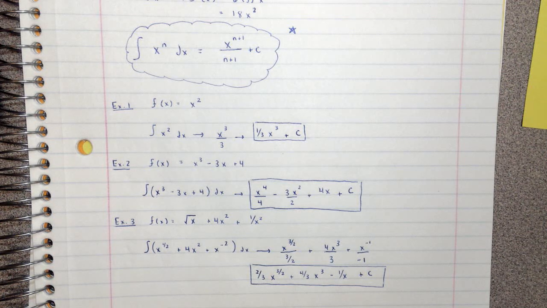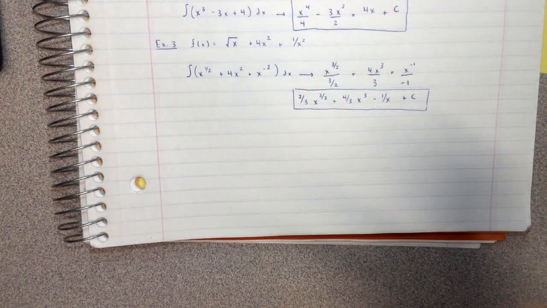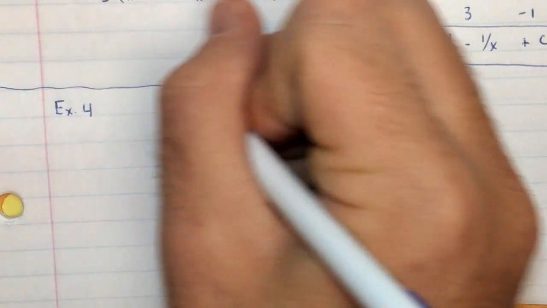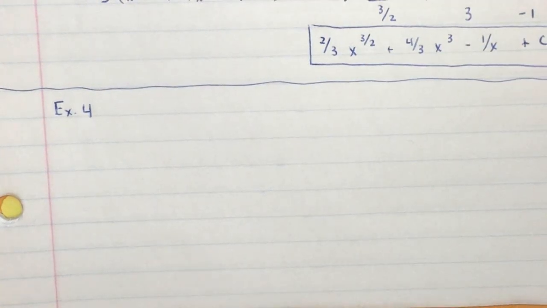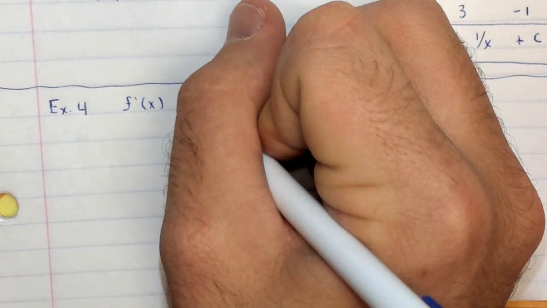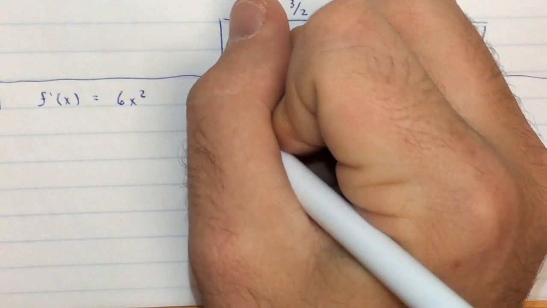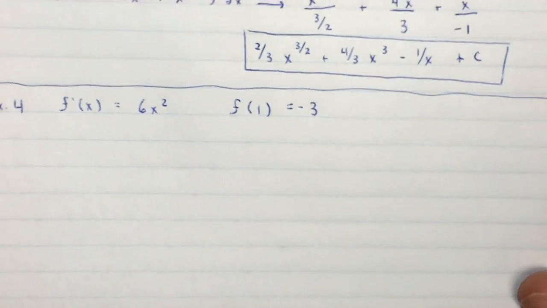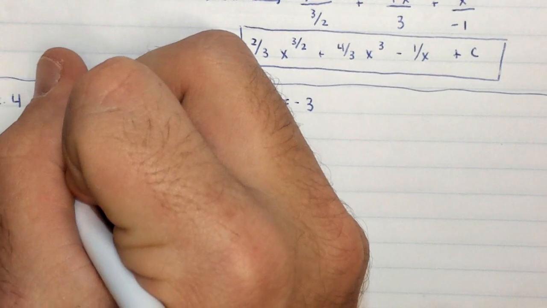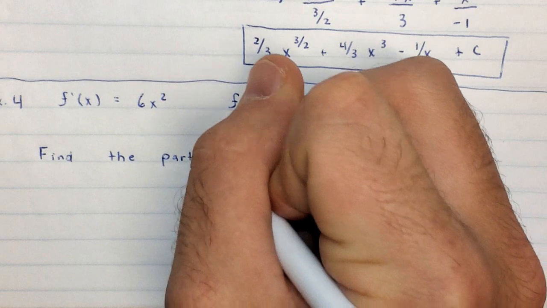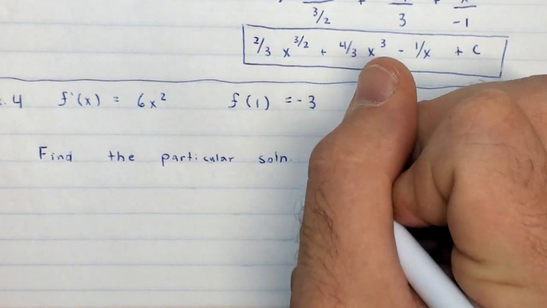Is there a way to find C? There is. All right, let's look at an example. I'm telling you that f prime of x is equal to 6x squared. I'm also telling you that f of 1 is equal to negative 3. I want to find the particular solution for f of x.